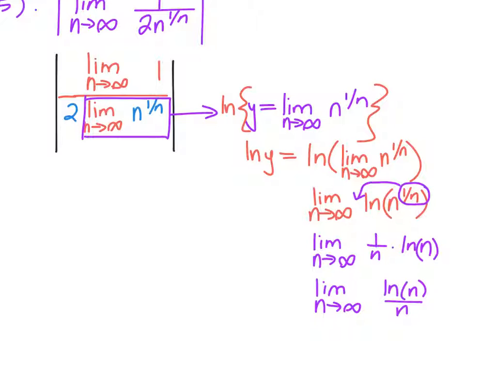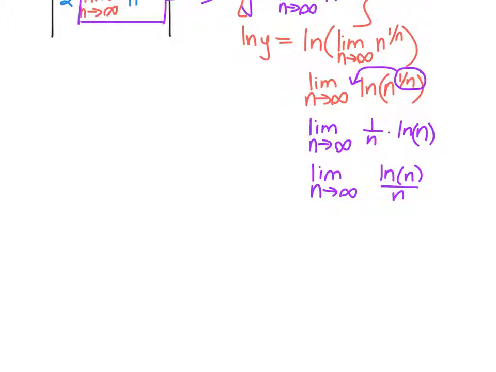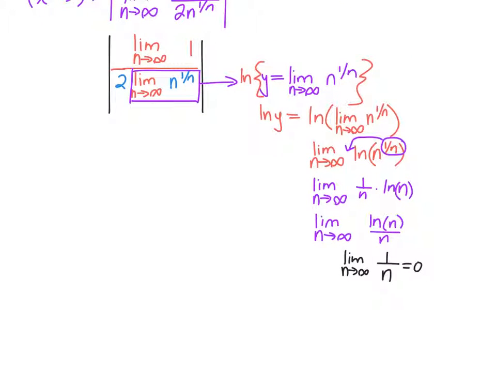All right, so at this point, L'Hopital's rule would kick in, and I'd be looking at 1 over n over 1, and I'd find the limit of that as n approached infinity. So that would give me a 0. And then I'd go through the process of backfilling all of this.